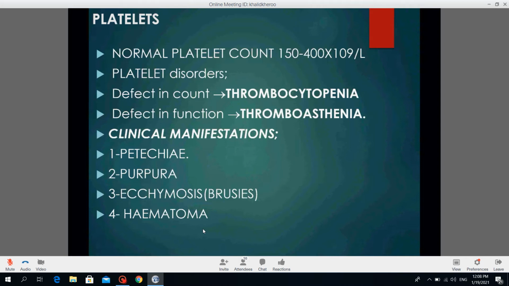فإذا السؤال: why does a patient with platelet disorder, whatever the underlying cause, إذا كان quantitative يعني low count سميناها thrombocytopenia، أو qualitative يعني defect بالfunction وسميناها thrombasthenia، يجون بهذه المانيفستيشن بيتيكي، بيربورا، إيكيموسيس، هيماتوما. يعني بنفس المريض ممكن نشوف هاي الأربعة. ليش ما كلهم يجون بيتيكي؟ ليش ما كلهم يجون بيربورا؟ ليش ما كلهم يجون إيكيموسيس؟ ليش ما كلهم يجون هيماتوما؟ بنفس المريض اللي عنده ديفكت بالبليتلت ممكن هالأربع أشياء نشوفها بنفس المريض.